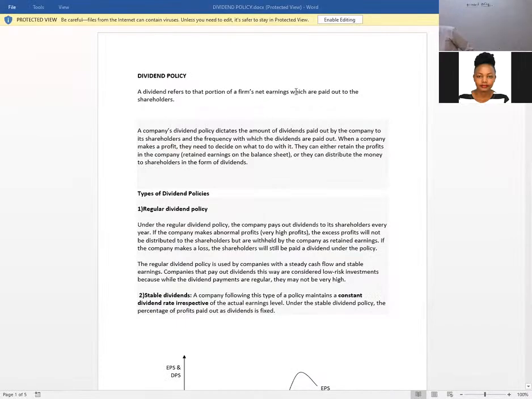Now, we are told here that a dividend refers to that portion of a firm's net earnings which is paid out to the shareholders. A company's dividend policy dictates the amount of dividends paid out by the company to its shareholders and the frequency with which the dividends are paid out. When a company makes a profit, they need to decide what to do with it. They can either retain the profit in the company, that is, retain the earnings on the balance sheet, or they can decide to distribute the money to the shareholders in the form of dividends.